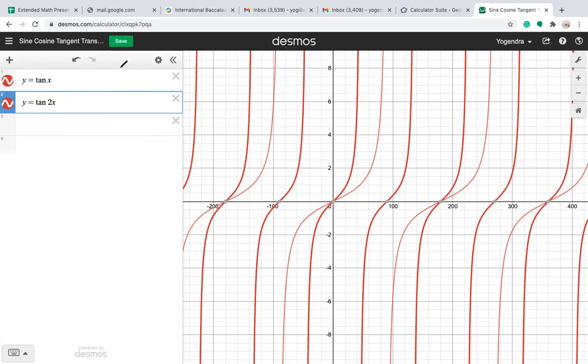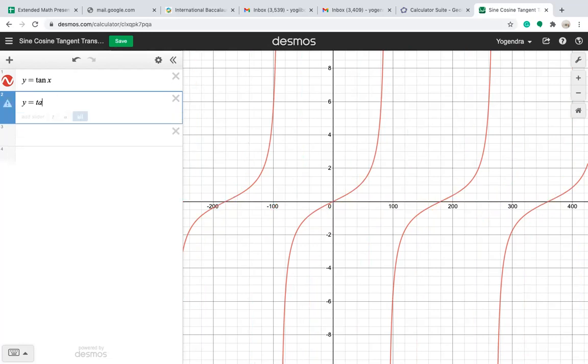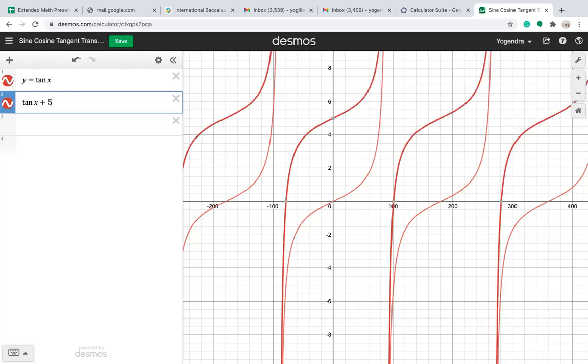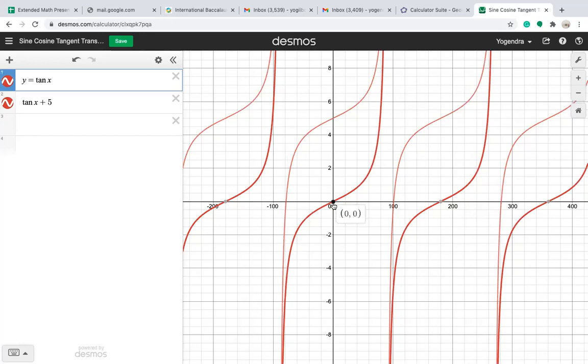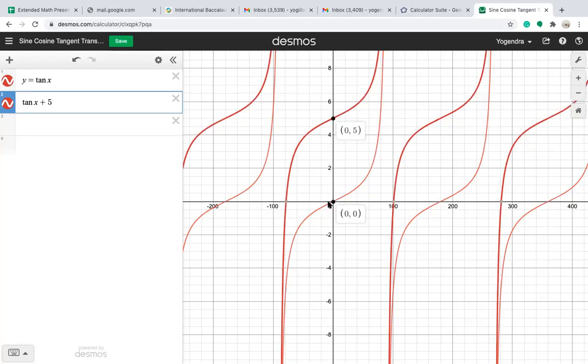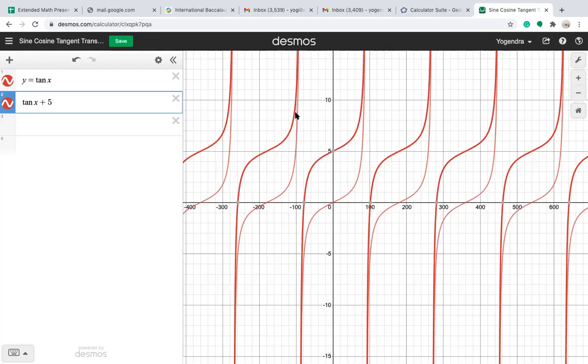So when you do the vertical stretch, that visualization is a very important key here. Now when you look at the movement up or down, for example, if I have tan x plus 5, the graph moves up by 5 units. In this case, you can see the asymptotes are still the same, but the graph is just moving 5 units up. So these are the transformations linked with the graph.